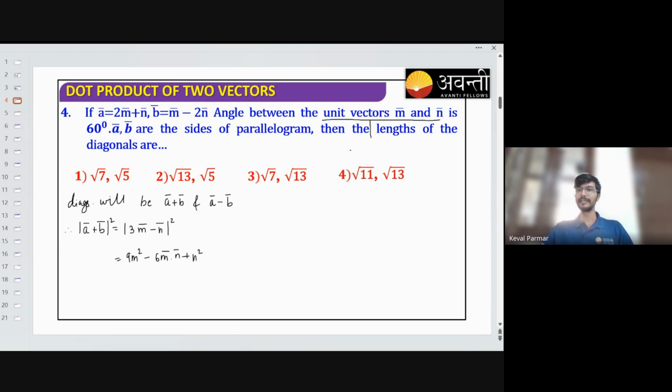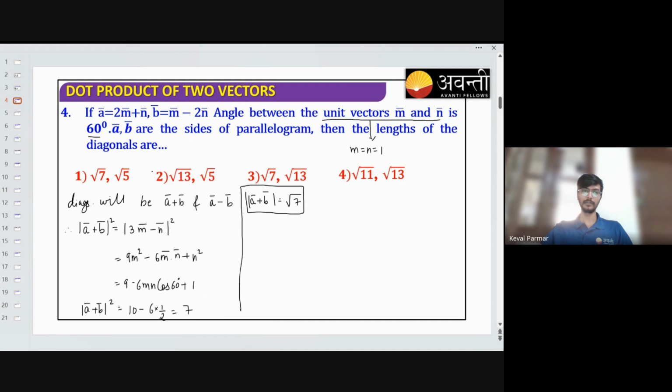Now, unit vectors means m is equal to n is equal to 1. So I'll get 9 minus 6 m n cos theta, where theta is 60 degrees, plus 1. So that means 10 minus 6 into cos 60, which is half. So, 3, this is 7. This is mod of A vector plus B vector, squared. So from this, I can easily get A vector plus B vector is under root of 7. So option 2nd and 3rd are gone, because root 7 is only in options A and C.